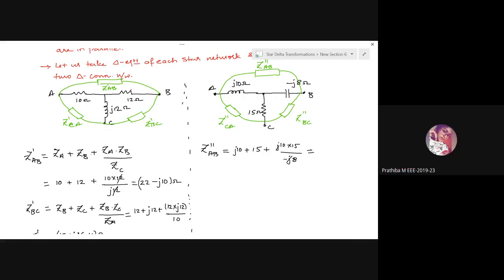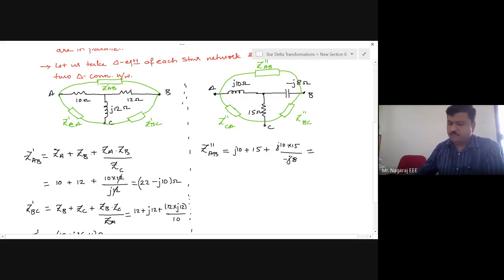Sir, it should be minus J8, no, sir? Which one? ZB. Oh, sorry. I confused. I confused this with ZAB dash. It is ZCA dash actually. Sorry. What I had written as ZAB double dash is actually ZCA double dash. So ZA is J10. Sorry for that. Plus ZB, which is minus J8.